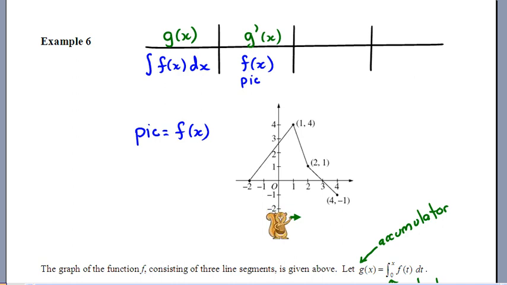Okay, well, maybe they might ask me about g double prime. No problem. That would actually just be f prime. Well, that would be the slope of the picture.